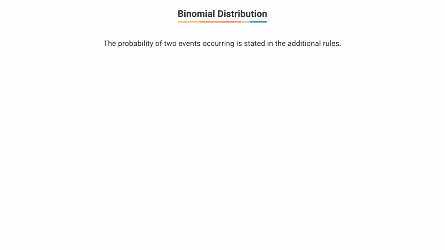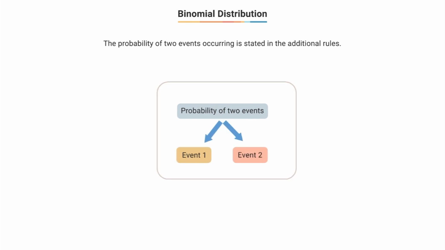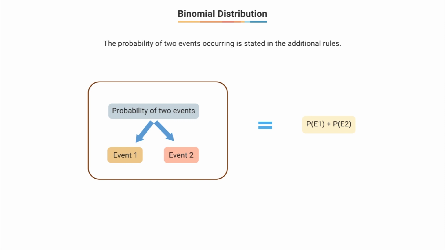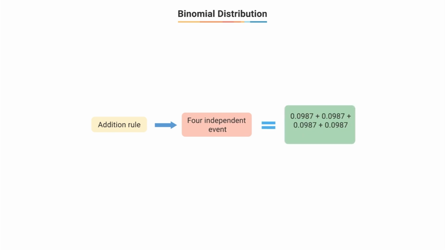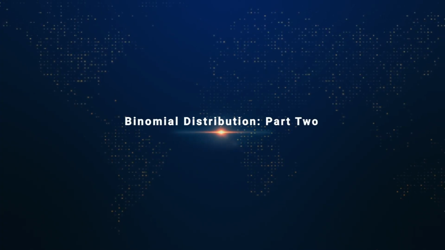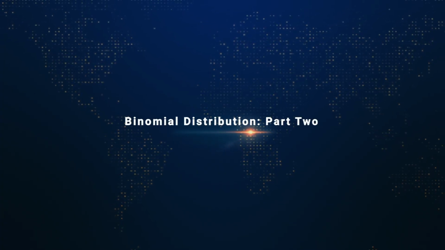Notice that we are using the addition rule here. The addition rule states that the probability of two events happening, that is event 1 or event 2 happening, if they are independent, is equal to probability of event 1 plus probability of event 2. Here we use the addition rule for 4 independent events and that is how we got 4 times 0.0987 equal to 0.3948.